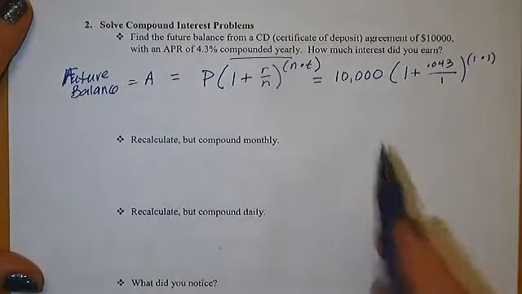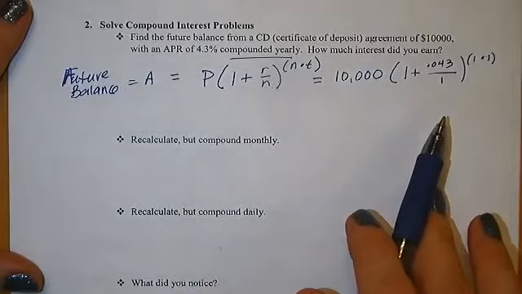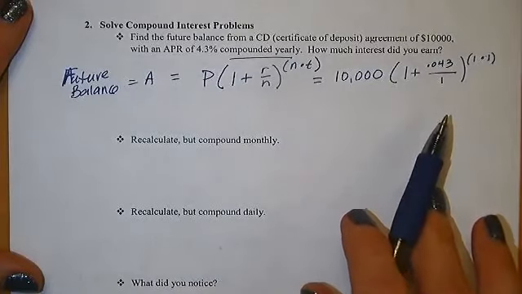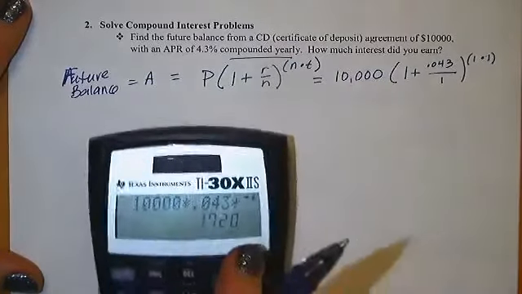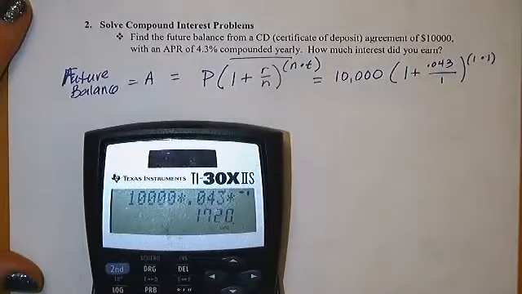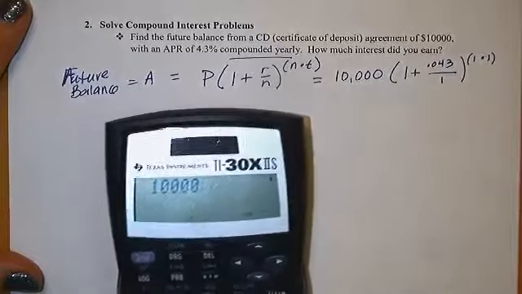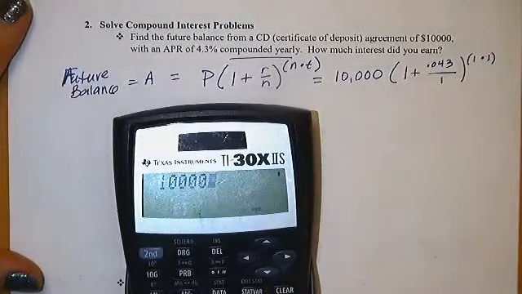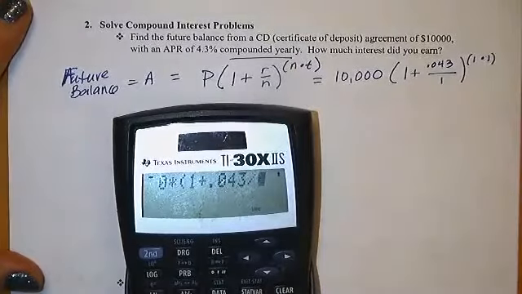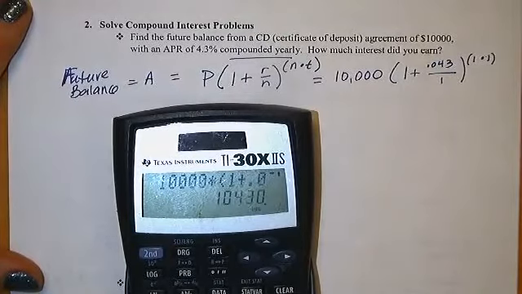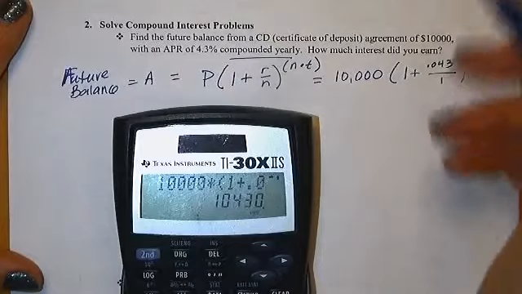So let's go ahead and calculate this and find out how much money we will have at the end of this agreement. So let's put into our calculator $10,000 times 1 plus 0.043 divided by annually to the power of 1 times 1. So you see, we're going to have $10,430.